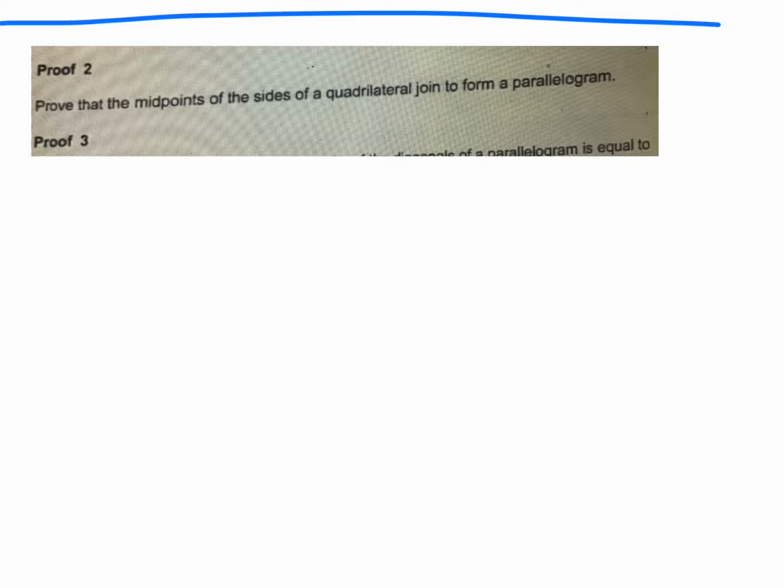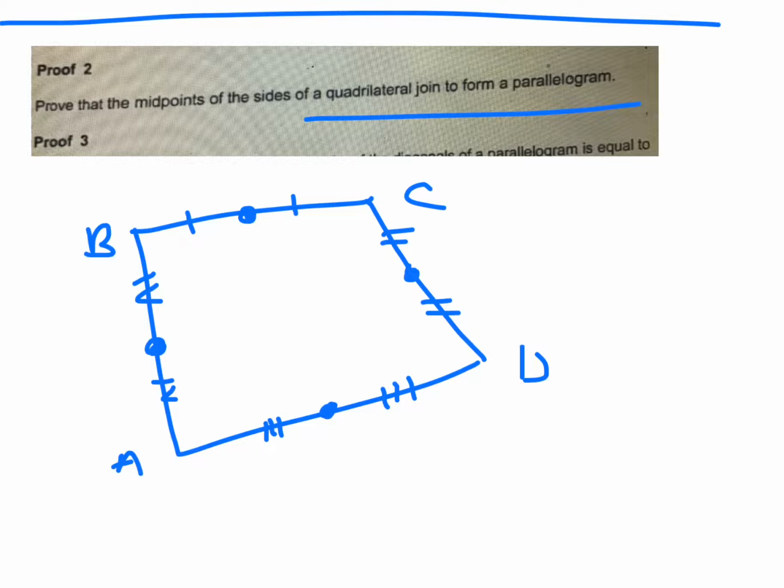Okay, so proof 2, prove that the midpoints of the sides of a quadrilateral join to form a parallelogram. So you just get any quadrilateral, we'll call it A, B, C, D. And now if we get the midpoints of those, that's equal to that, that's equal to that, we'll make that 3. And this one here, I'll put a 4 there, so it's 4. So if I join these sides up, what it's saying is that is a parallelogram. So I'll just give these some letters, E, F, G, H. So what we're trying to prove, or required to prove, that's what RTP is, that E, F, G, H is a parallelogram.